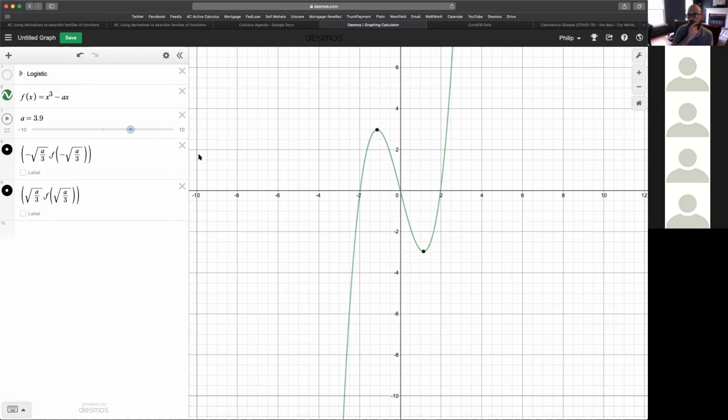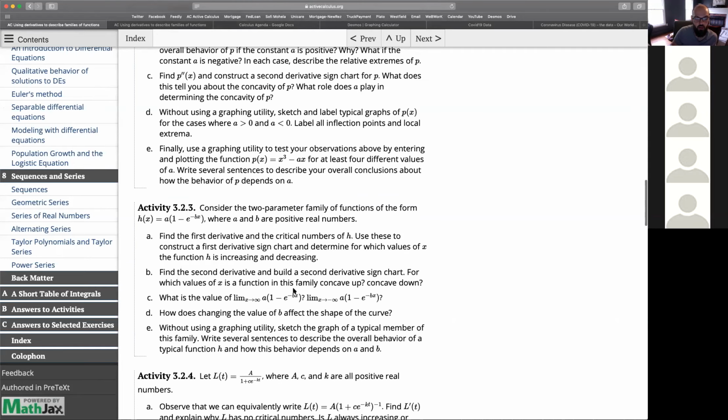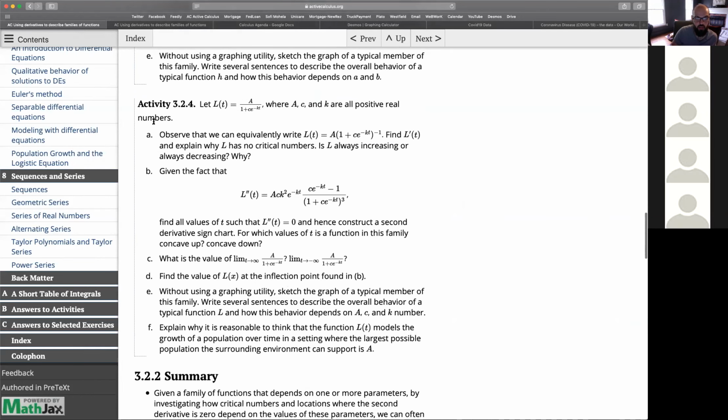All right, so to take the next step here, we've seen two examples where we can study families of functions. We are about to kick it up a few notches. We're going to look at a new function down here, activity 3.2.4, which is the logistic function. The logistic function has this form: L of t is a divided by 1 plus c e to the minus kt.